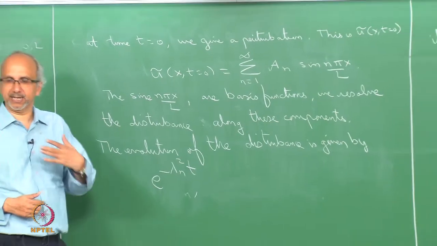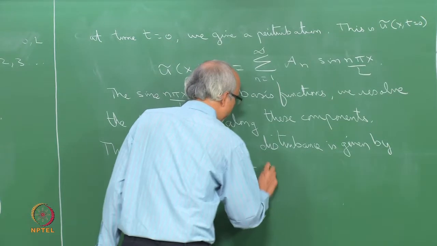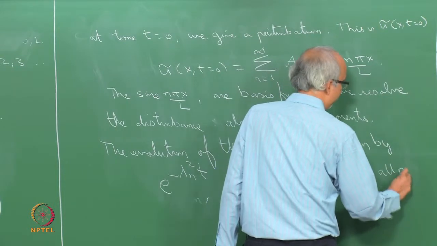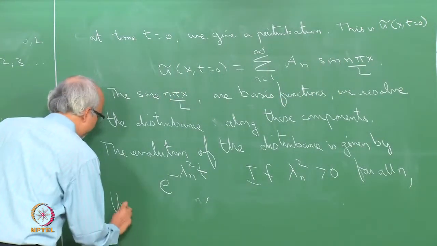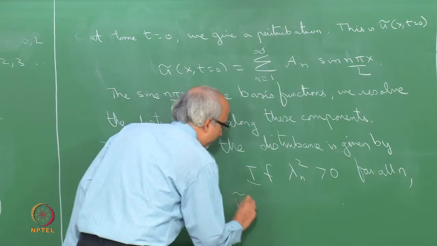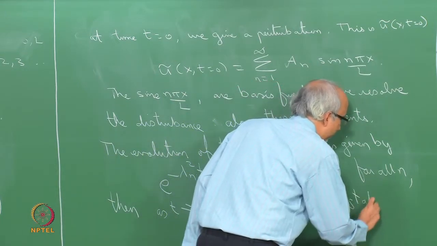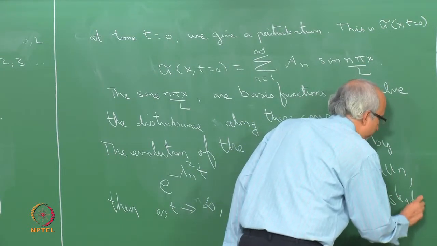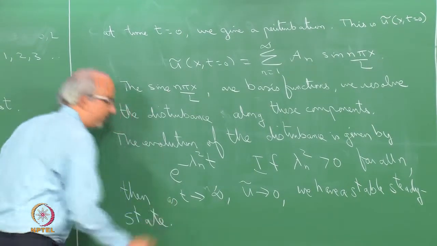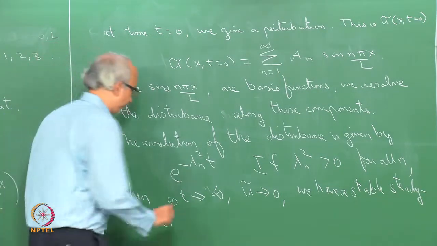And what we are interested in is, as t tends to infinity, the disturbance has to go to 0. So if lambda n squared is positive for all n, then as t tends to infinity, u tilde tends to 0 and we have a stable steady state. Else the steady state is unstable.